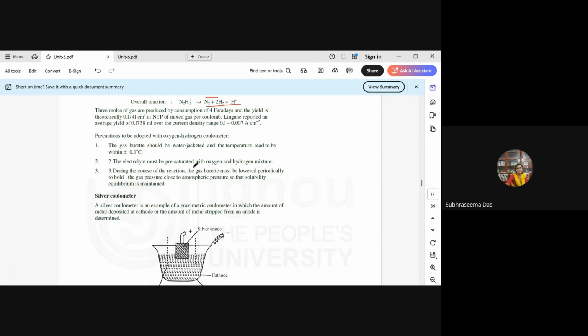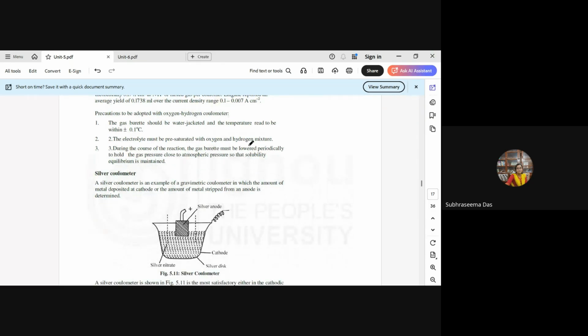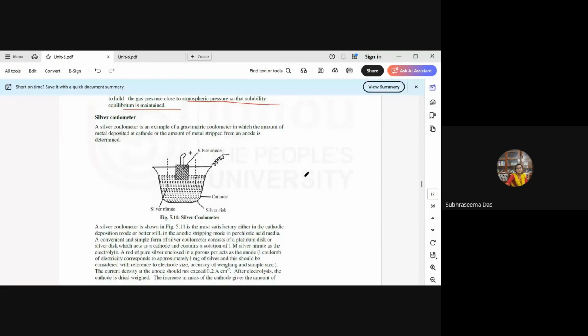These are the two very precise coulometers that are being used today. There are some precautions that need to be adopted while using the hydrogen oxygen coulometer. The first is that the gas burette should be water jacketed, and the temperature should be within 0.1 degree centigrade. The electrolyte must be pre-saturated with oxygen and hydrogen mixture, and during the course of the reaction, the gas burette must be lowered periodically to hold the gas pressure close to atmospheric pressure so that the solubility equilibrium is maintained.